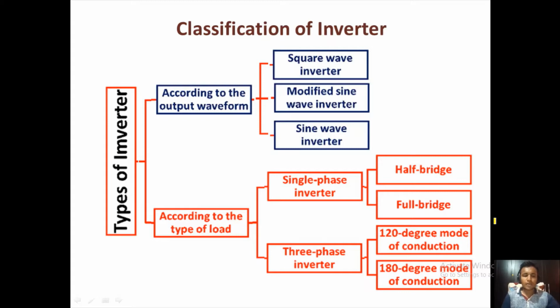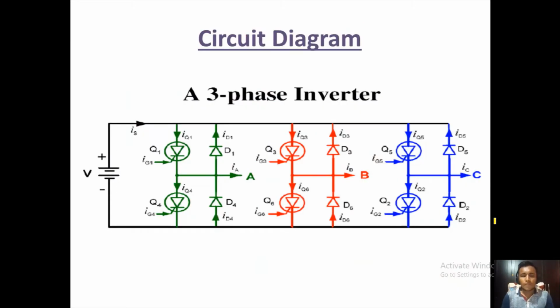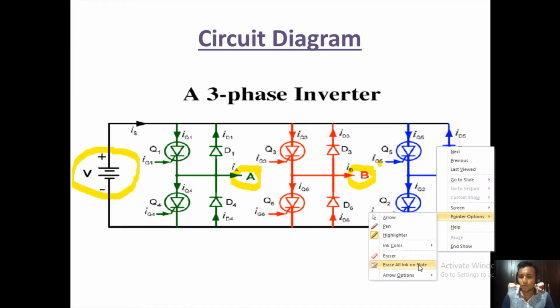Let us start with the three-phase inverter. That is the circuit diagram for a three-phase inverter. In this circuit diagram, you can see the input DC supply and the output A, output B and output C, that means R phase, Y phase and B phase. These three phases we can get at the output. So that is the input and outputs.